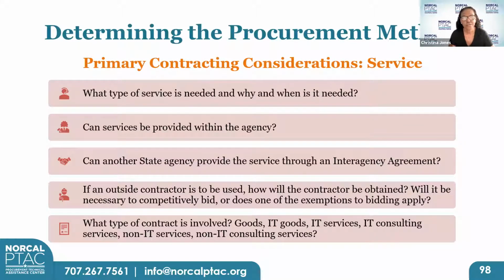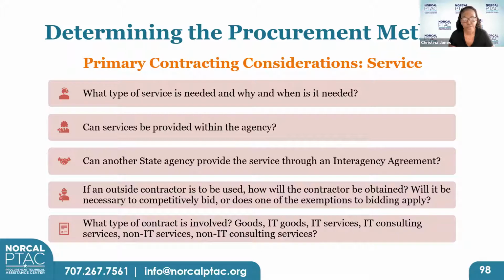Okay, so let's look at what's in determining the procurement method. This is from the contracting officer's perspective. When they have something that they need, what are the things that they consider, and what is it that you should be aware of as far as whether or not you want to bid?